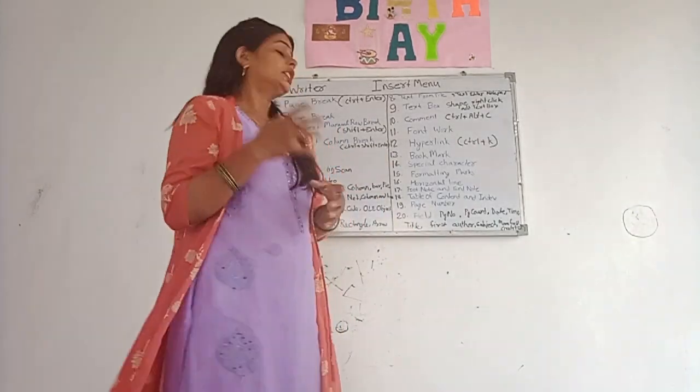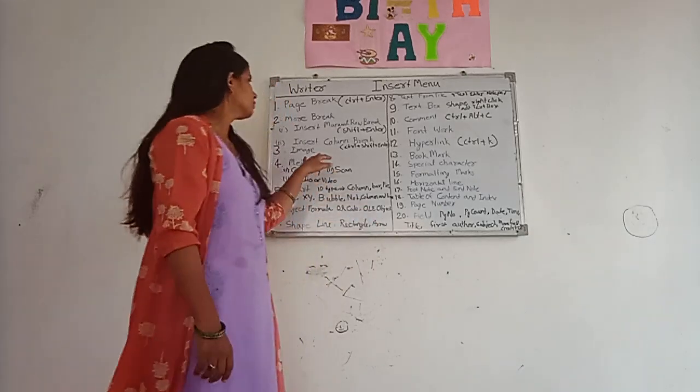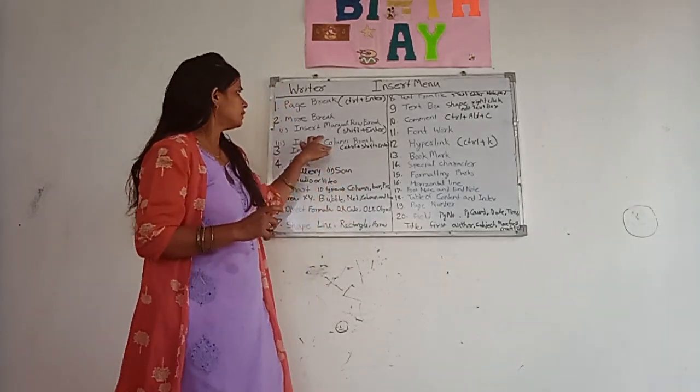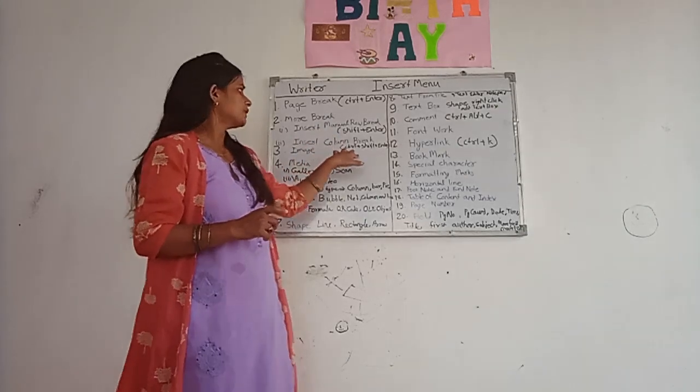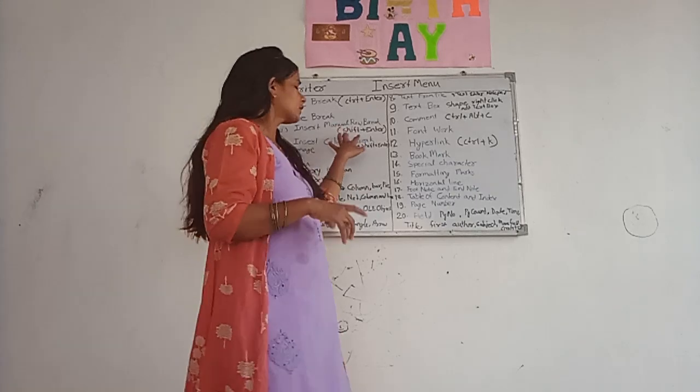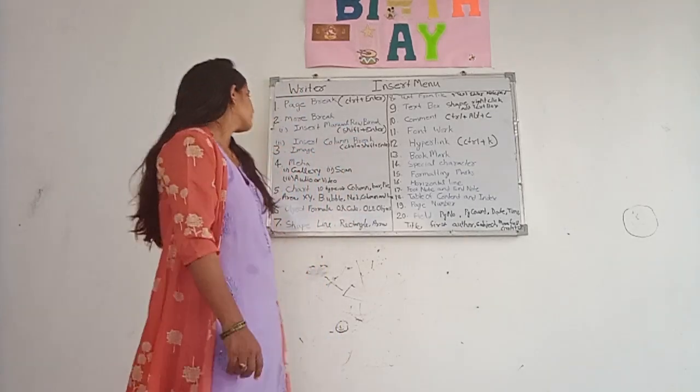If you want to remember this shortcut, we can remember it this way. If we want a column break, then Control is included. If you want to break into a row, then Control is not included.